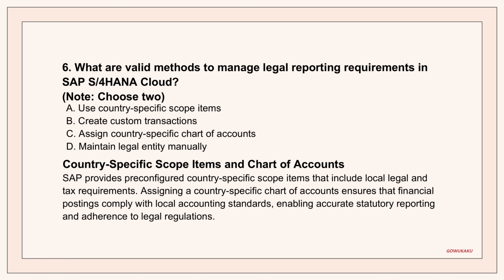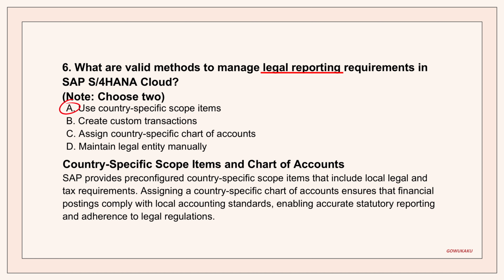Got it. Okay, let's talk legal reporting requirements. Always a headache for global companies. The source mentions two valid ways. S/4HANA Cloud helps here. Right. The first one it points to is using country-specific scope items. Scope items, like pre-packaged content. Yeah, basically. These are pre-configured processes and settings that SAP provides, specifically tailored for the legal and tax rules in certain countries, like templates for compliance.